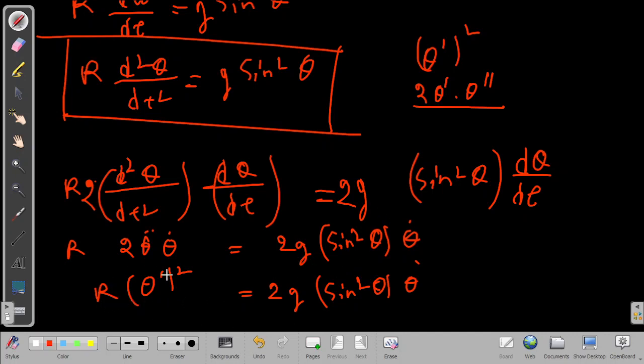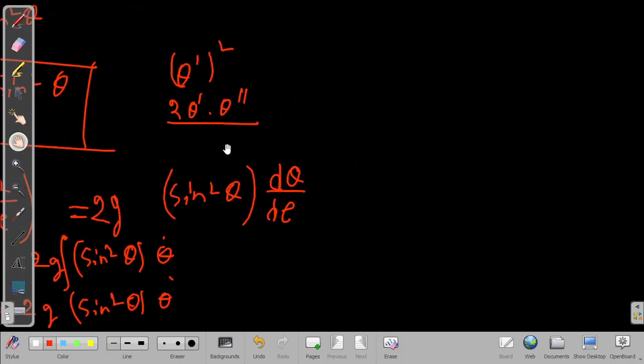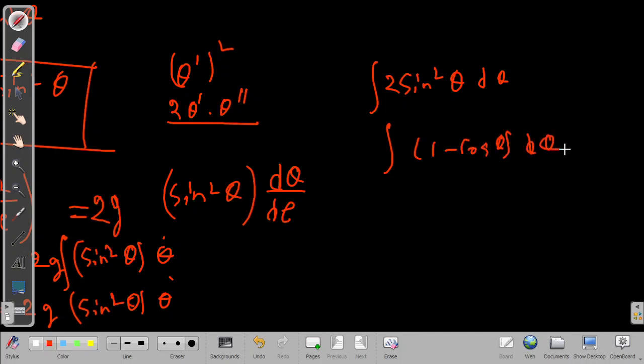Okay, so we have to integrate this term. Let us now integrate. If we integrate, we will get the integration of sin square theta d theta, and there is a 2, and cos theta d theta. I think this is easy for us. It will simply yield theta minus sin theta, which gives us this equation.